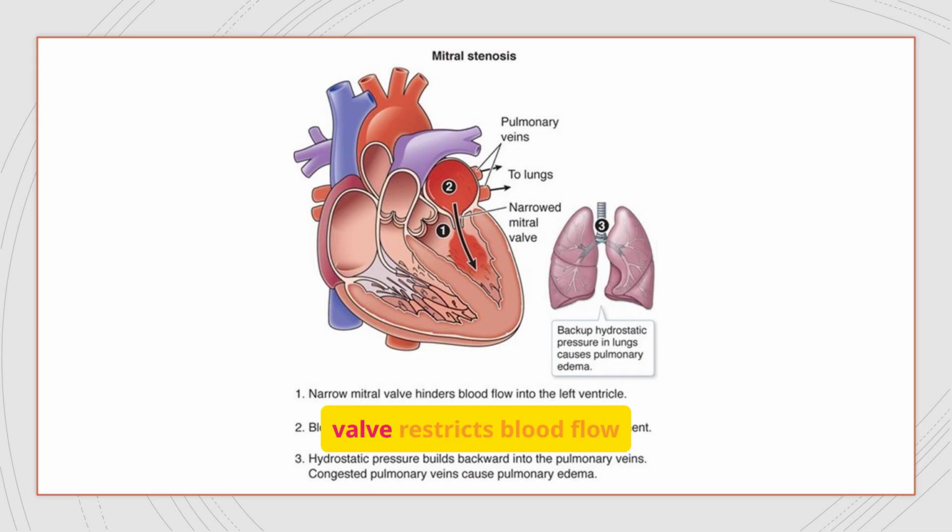The narrowed valve restricts blood flow into the left ventricle, causing blood to back up into the left atrium. This leads to left atrial enlargement and increased hydrostatic pressure in the pulmonary veins, resulting in pulmonary edema.